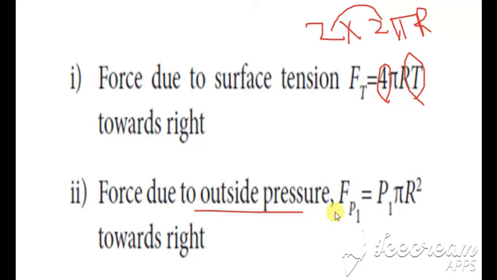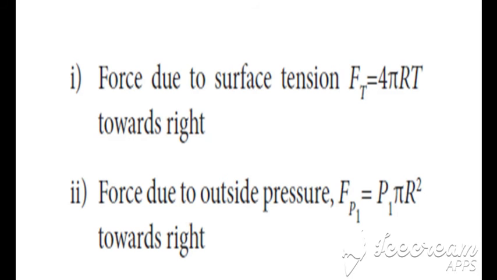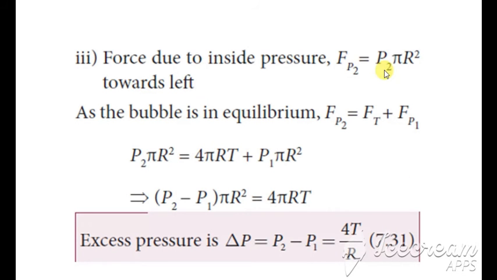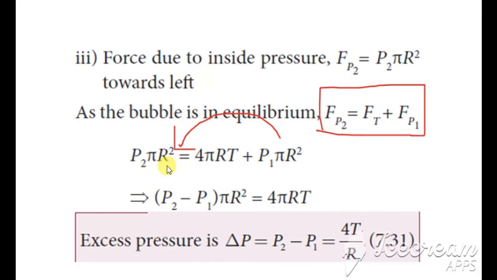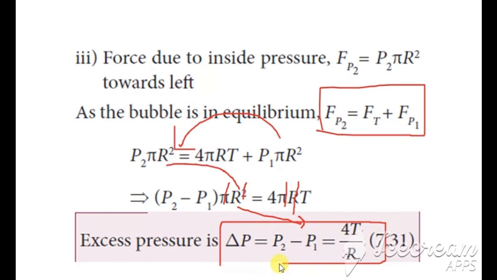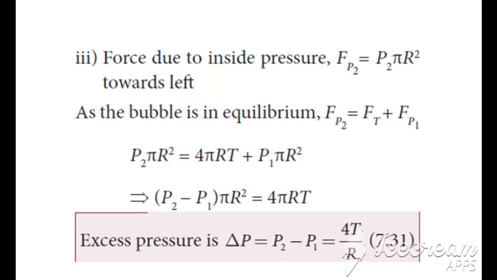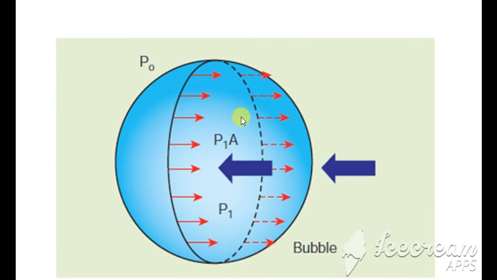Next, outside the pressure, P1 into pi r square. Same way, for F of P2, which is P2 into pi r square. Same way, writing with this formula, bringing this value of P1 to the other side and taking pi r square common outside, one value of pi and one value of r get cancelled, and bringing r down, so we get excess pressure is equal to 4T divided by r. So this is for a soap bubble.